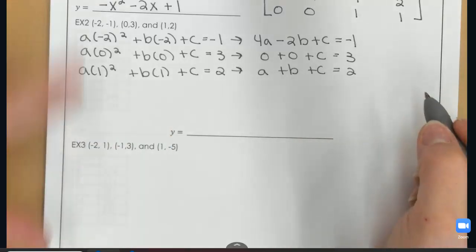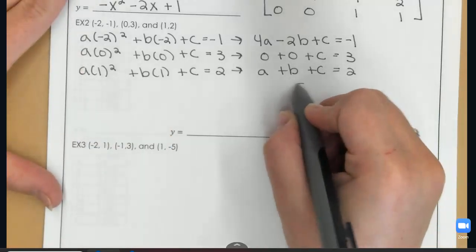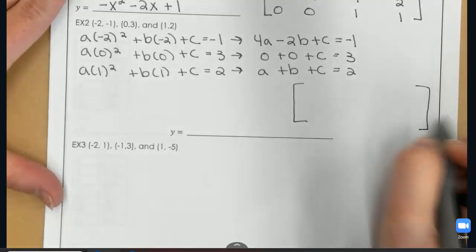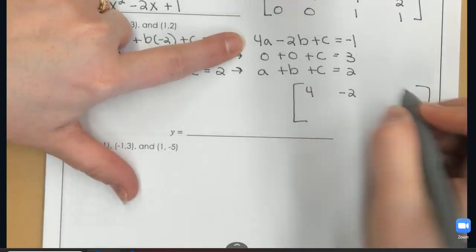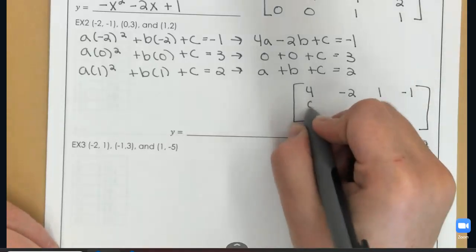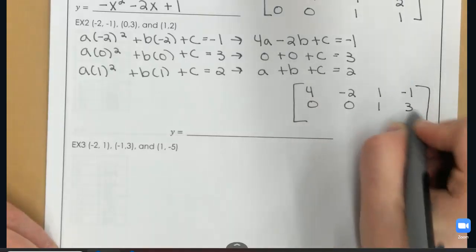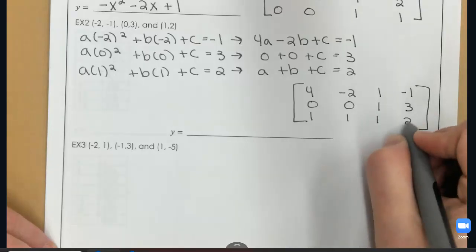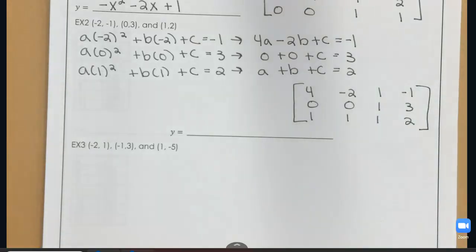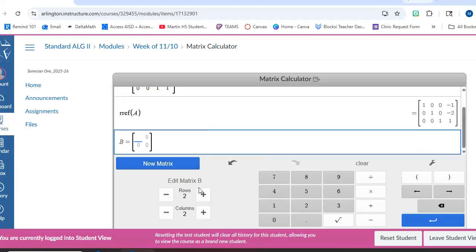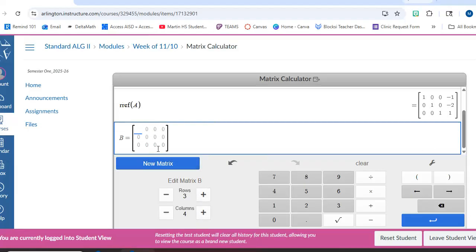Now I can make a matrix. Not sure why the y decided it needed to be in the middle instead of on the left, but nonetheless, 4, -2, 1, -1, 0, 0, 1, 3, 1, 1, 1, 2. I'll go back to my matrix. Let's do a new matrix with 3 rows, 4 columns. And we have 4, -2, 1, -1, 0, 0, 1, 3, 1, 1, 1, 2.